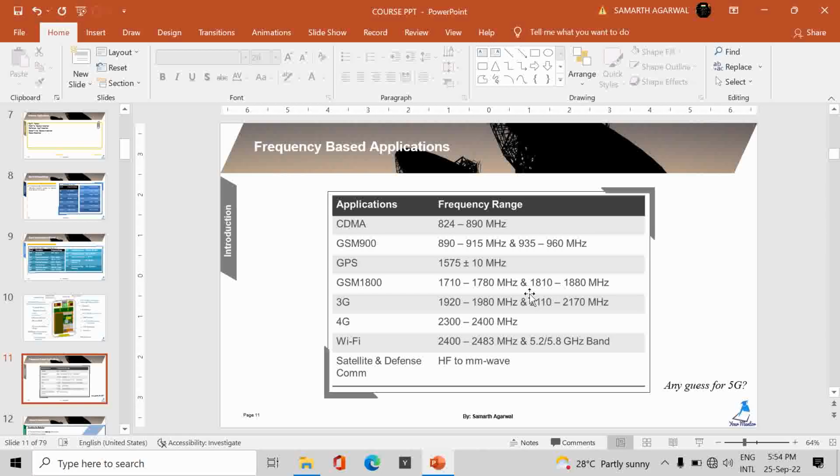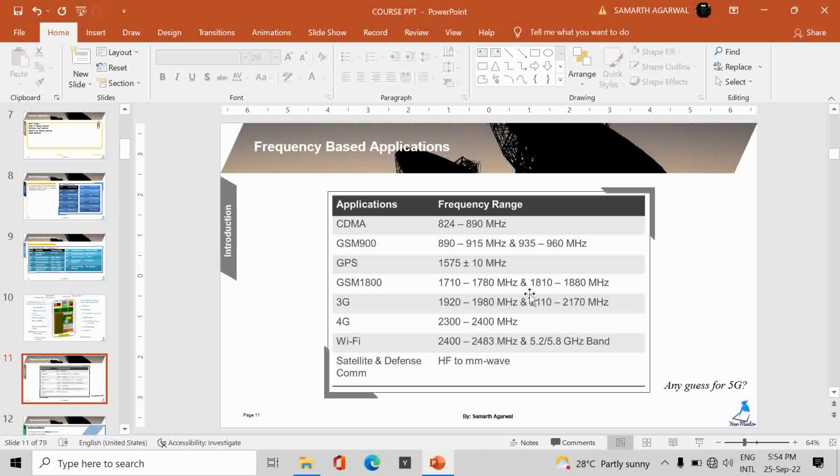Then further, GPS means global positioning system, or satellite, anything it can be. It has a frequency of 1575 plus or minus 10 megahertz, that is 1.57542 gigahertz, I will say. Okay, and then further 3G and 4G also have a frequency of 1920 to 1980 megahertz.